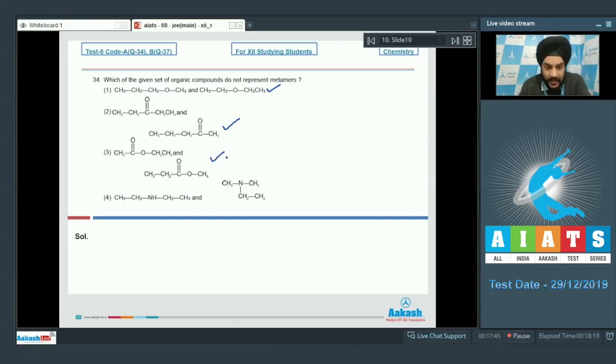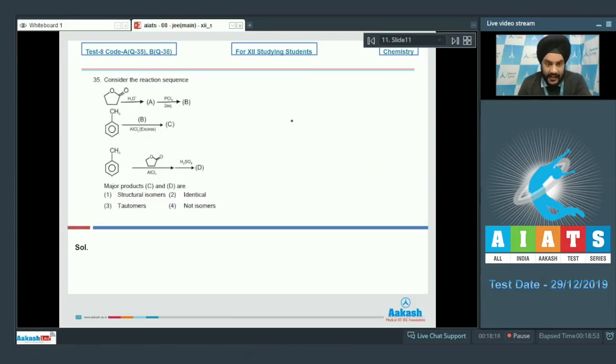They also represent metamers. And if we talk about the last option, we have a secondary amine and a tertiary amine. So secondary amine and tertiary amine, they represent functional isomers. Functional isomers are not metamers. So this is not a correct option, students. These two compounds do not represent metamers. So for question number 34, we have to mark the correct answer as option 4. Let us look at the next question now.